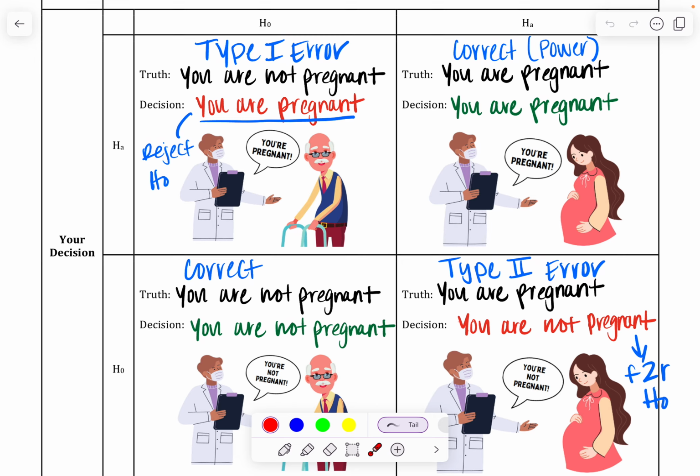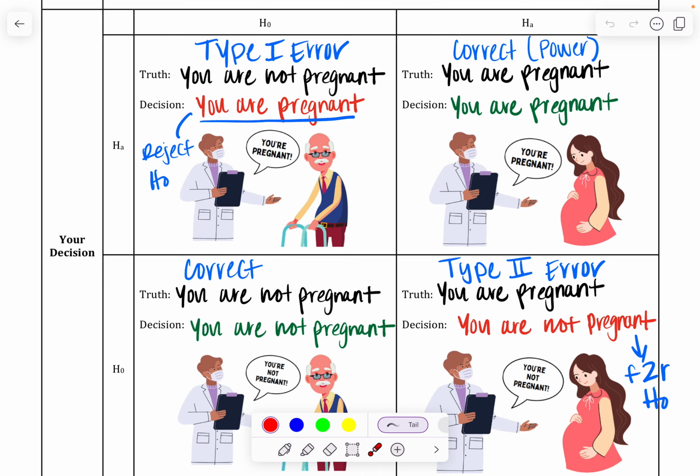But there is a very clear truth. The old man is not pregnant and the young woman is pregnant. So there is a truth in each image. The truth for the old man is you are not pregnant. For the young woman, you are pregnant.